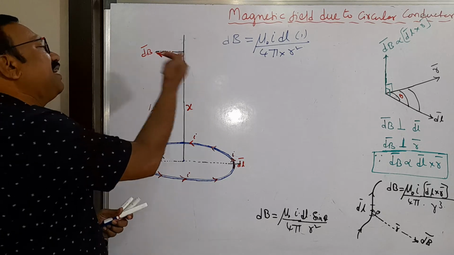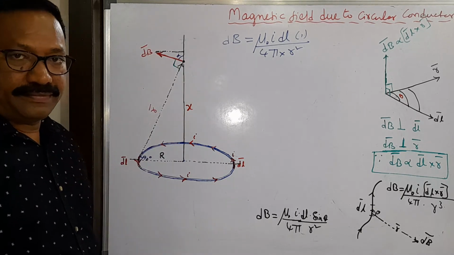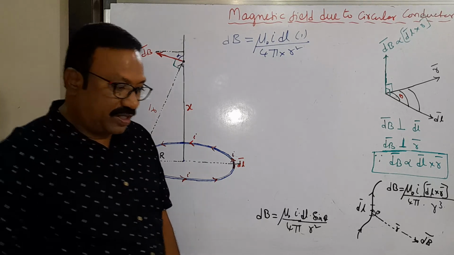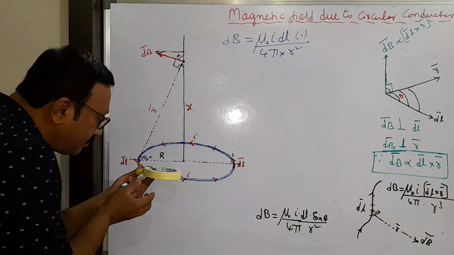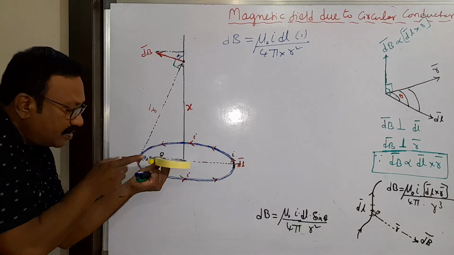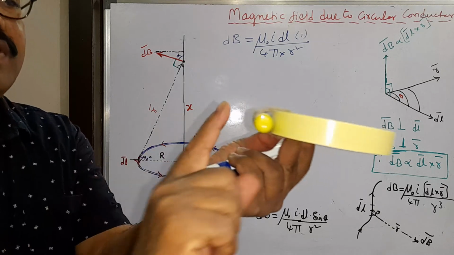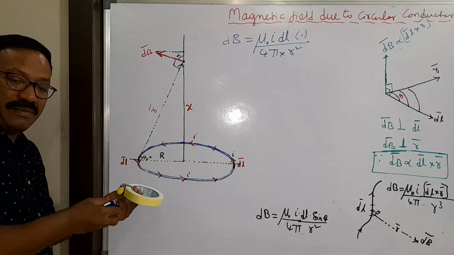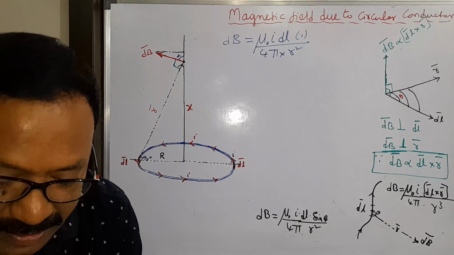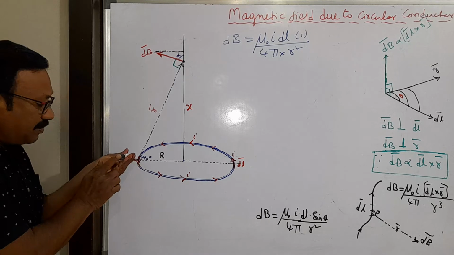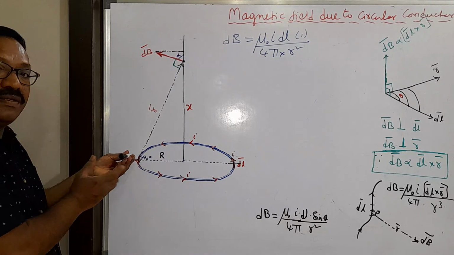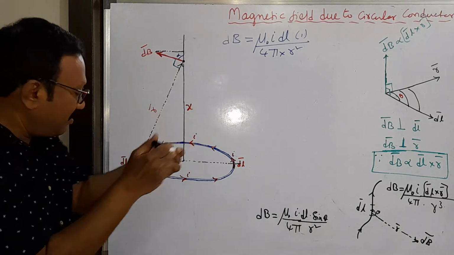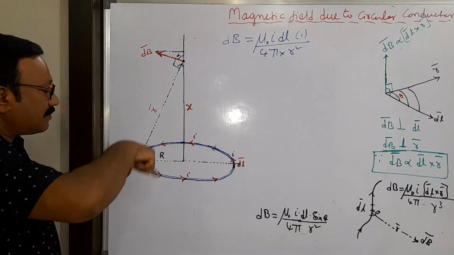How did I decide the magnetic field is like this? I can decide in two methods. One, see, this is a current element here, isn't it? This is a current element of this only. Now, due to this current element, let me take this current element like this. The magnetic field will be concentric circles. Thumb rule, concentric circles. So you will have concentric circles here like this.